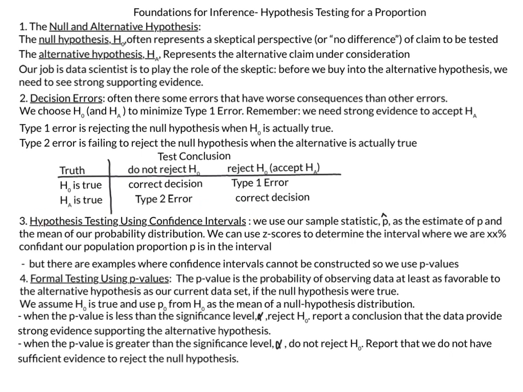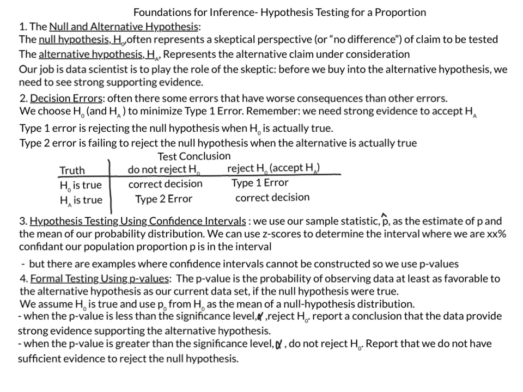Sometimes we can't do this hypothesis testing using a confidence interval, so we use formal testing using p-values. In this case, the p-value is the probability of observing data at least as favorable to the alternative hypothesis as our current data set, if the null hypothesis were true. So in other words, we assume the null hypothesis is true. We then evaluate our p hat from our estimate and see how likely it is if the null hypothesis is true. So we assume H naught is true. We use p naught, that's from our null hypothesis, as the mean of a null hypothesis distribution. So now instead of using p hat as the center of our distribution, we're going to use p naught as the center of our distribution. Again, we're assuming H naught is true.